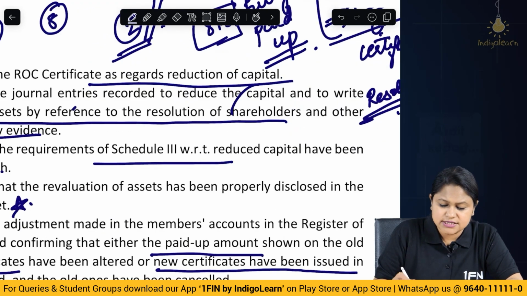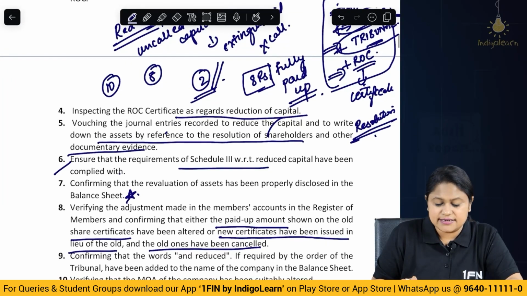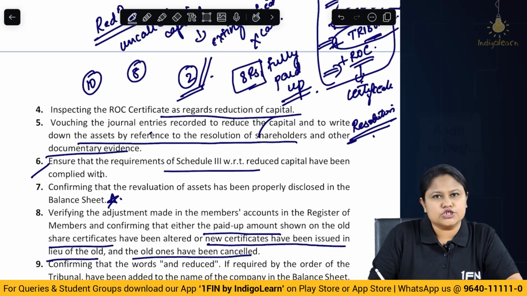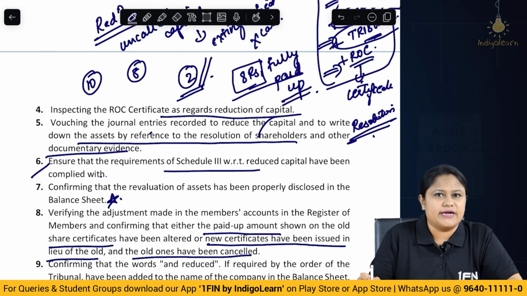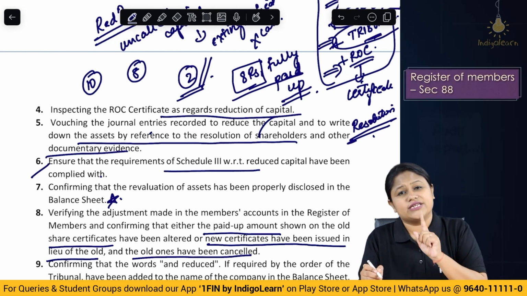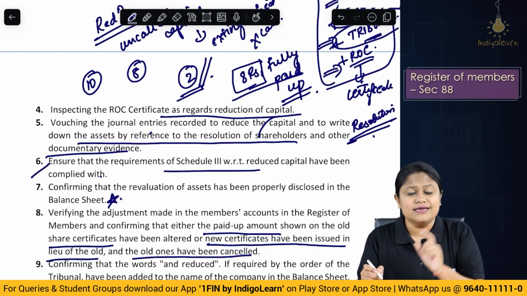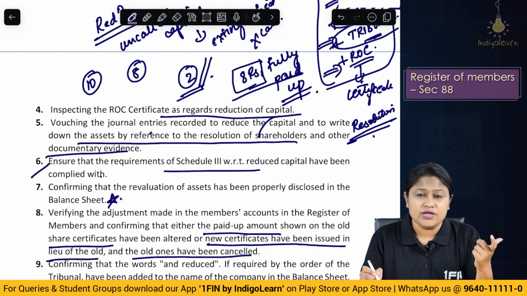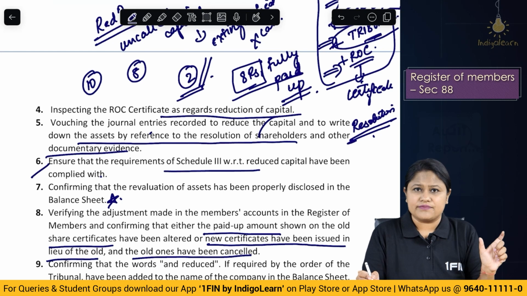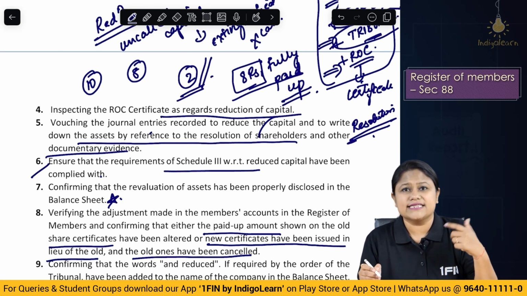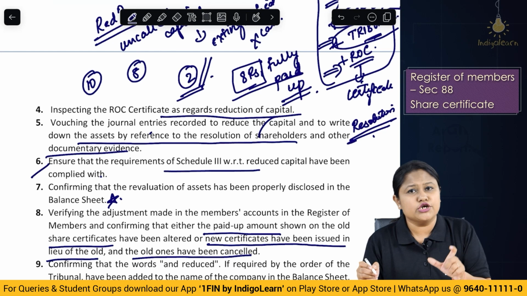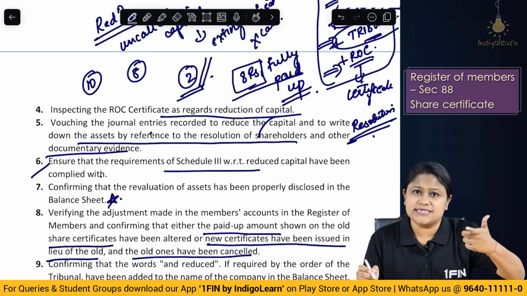So because of that, either there has to be an alteration in the old certificate to make it 8 rupees, or what happens in reality is that new certificates have to be issued. In this case the new certificates will be issued showing 8 rupees as fully paid up. And obviously we maintain the register of members. Under section 88 of the Companies Act 2013, the register of members is mandatory. In this register, the details of the members are given: the share certificate, the amount of shares held, the called up value, and the paid up value of the shares. So there also changes have to be made.